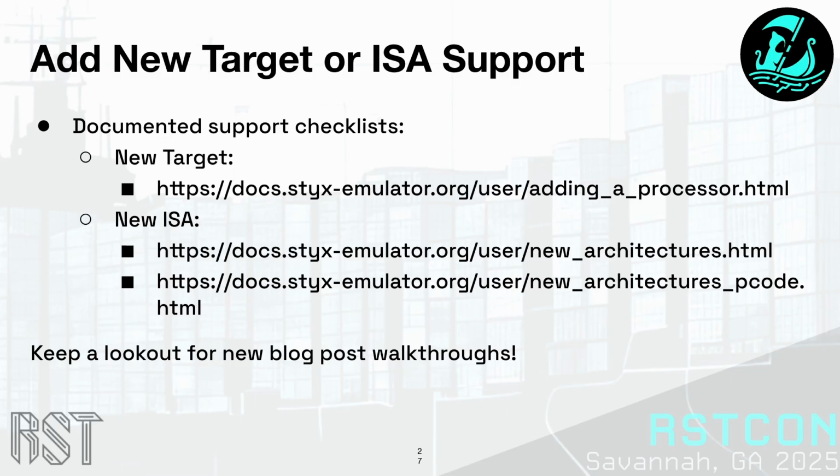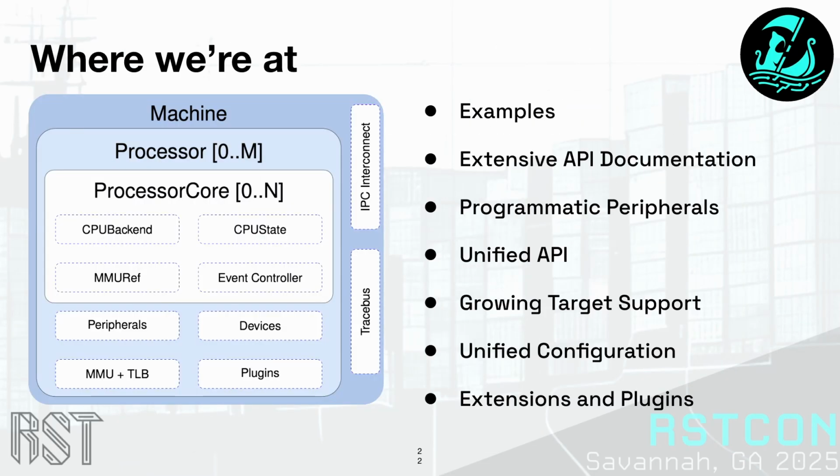So, going back a couple slides real quick. Right here, the CPU backend that we have under this processor core, kind of unique to Styx among all other emulation frameworks, is an abstraction over your instruction execution. In QEMU, they only have TCG. In some of the other P-code examples, they only have their single one. Now it's just an abstraction.